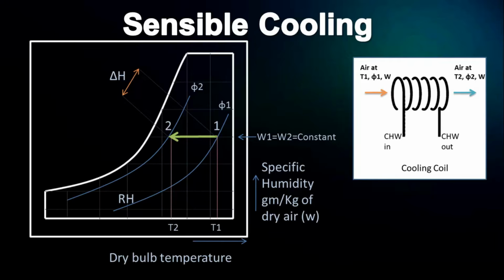The process of sensible cooling can be done by using a cooling coil through which chilled water is circulated. Air at temperature T1 flows over the cooling coil and its temperature decreases to T2 as shown in the figure. The heat removed can be calculated by calculating the change in enthalpy from the chart.